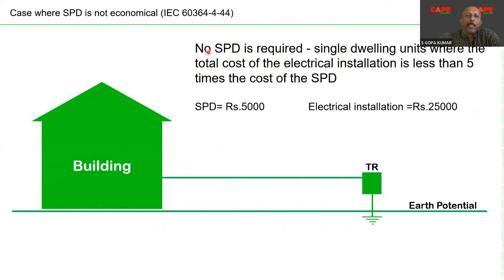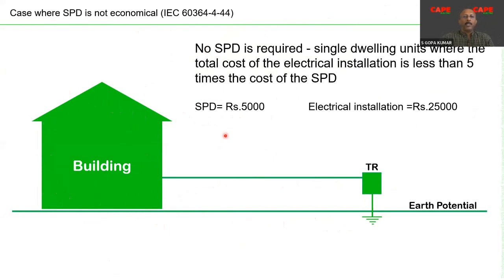In a building, if the cost of electrical installation is not more than 5 times the cost of the SPD, then installing an SPD is not economical. Let's say, for example, a small building. There are only some tube lights or lights and a fan. The cost of the total electrical installation is less than 25,000 rupees. And if the SPD's cost is 5,000, it's better not to put the SPD because it's not economical.